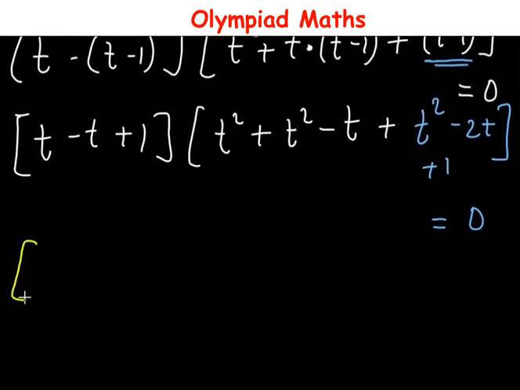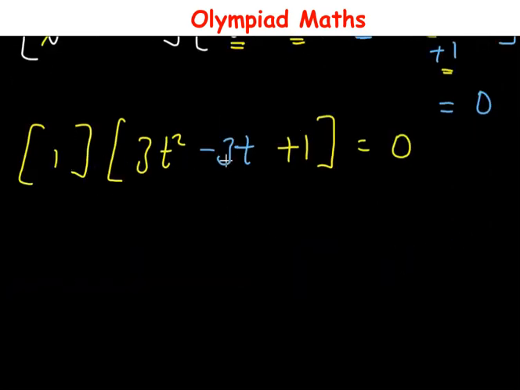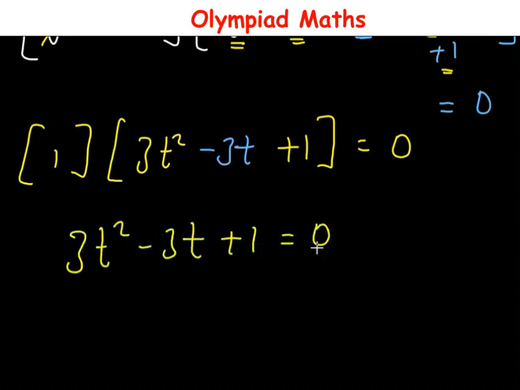With this, in the first bracket we cancel t and minus t, and we are left with 1. So multiplied by t^2 + t^2 + t^2, the value is 3t^2. And also we have minus t, then minus 2t. Minus t minus 2t gives minus 3t. Then we have plus 1, all of this equal to 0. We multiply by 1 and have 3t^2 − 3t + 1 = 0, such that we now have a quadratic equation.